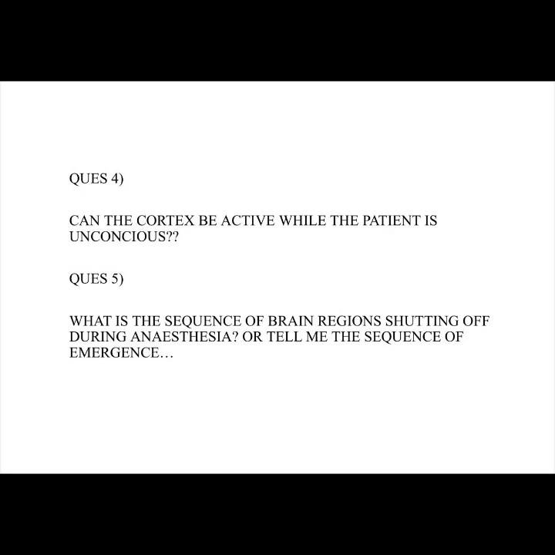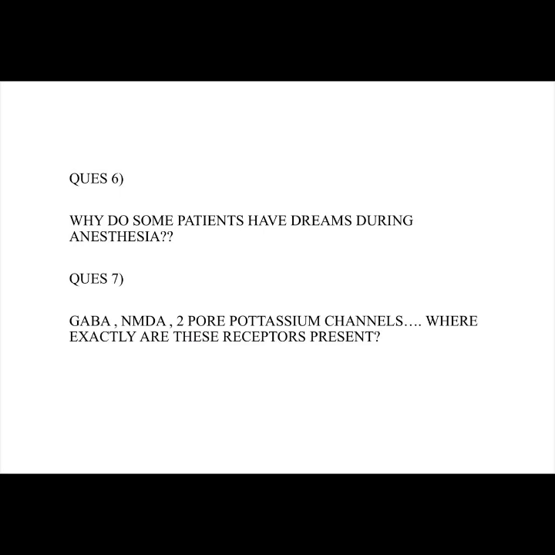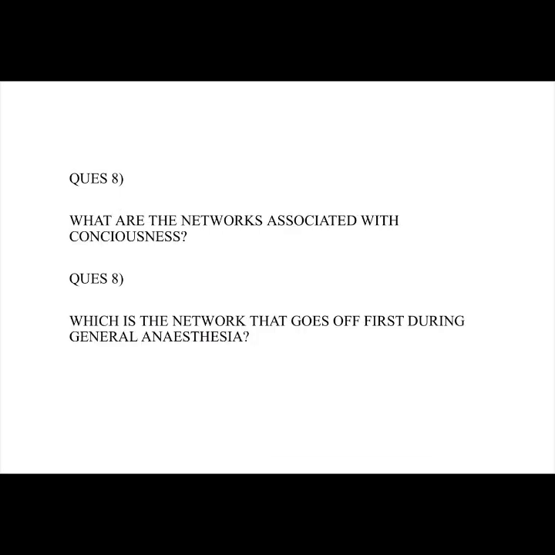What is the sequence of brain regions shutting off during anesthesia? Or can you tell me the sequence of emergence? Why do some patients have dreams during anesthesia? GABA, NMDA, 2P potassium channels, where exactly are all these receptors present? What are the networks associated with consciousness, and which is the network that goes off first during general anesthesia?